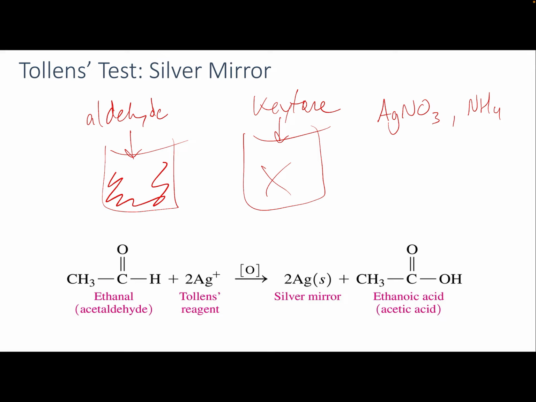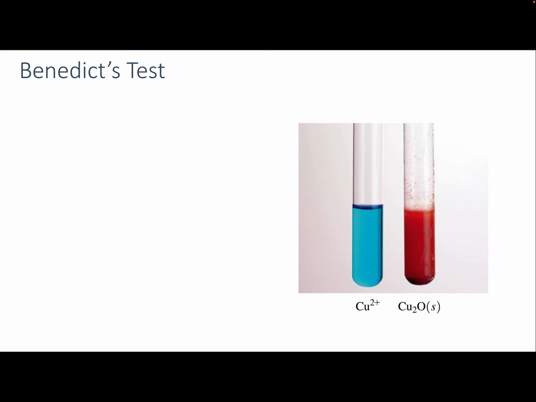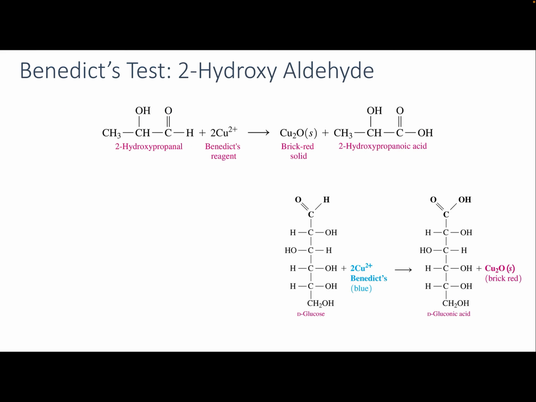So again, it reduces the silver ion into silver solid. So that's what gives that silver sheen. Now, another way that we can do a test like this to differentiate between an aldehyde and a ketone is something called a Benedict's test. A Benedict's test gives a positive when we have a compound that has an aldehyde functional group next to a hydroxyl group. So, in fact, I've got an example of that right here.